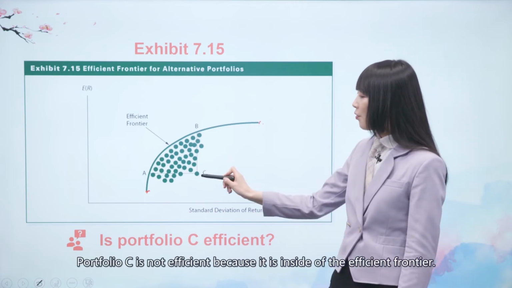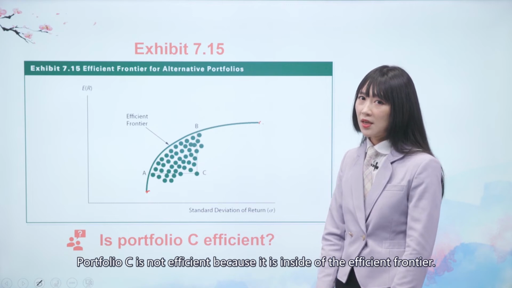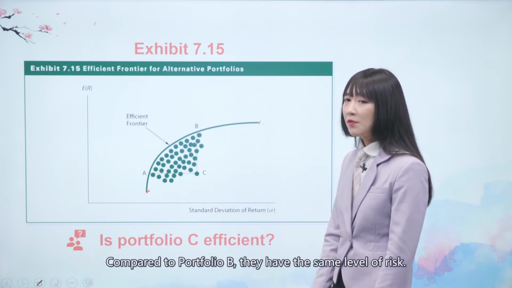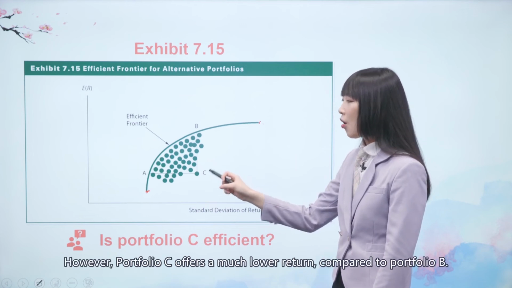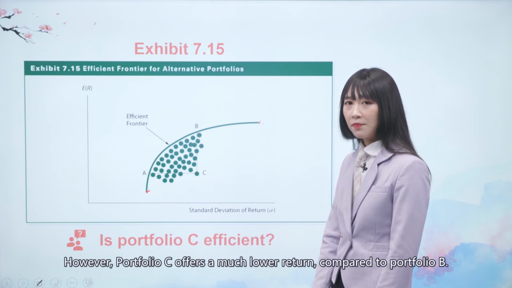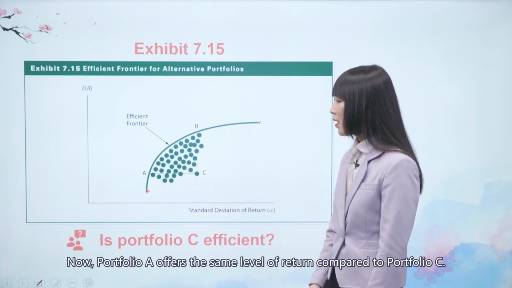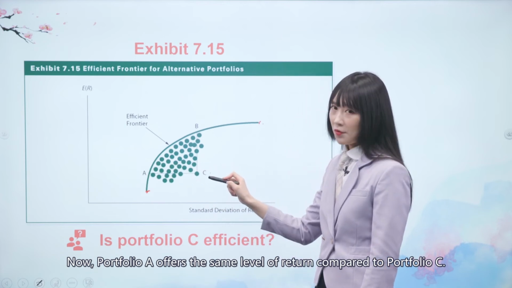Portfolio C is not efficient because it is inside of the efficient frontier. Compared to portfolio B, they have the same level of risk. However, portfolio C offers a much lower return compared to portfolio B. Now, portfolio A offers the same level of return compared to portfolio C.